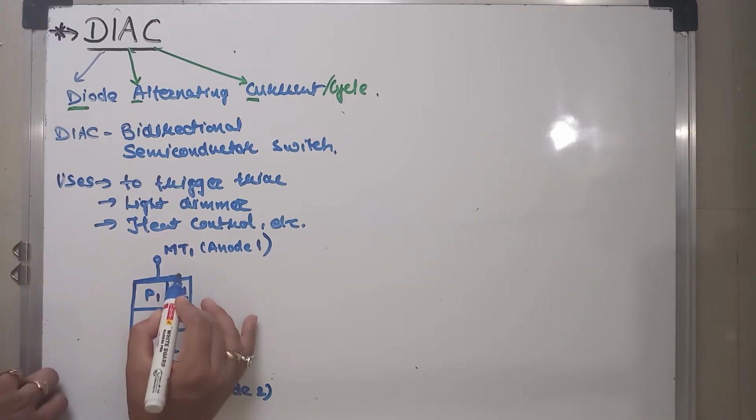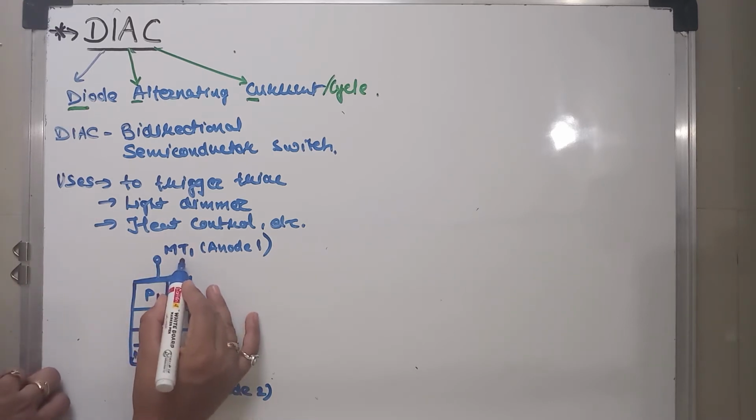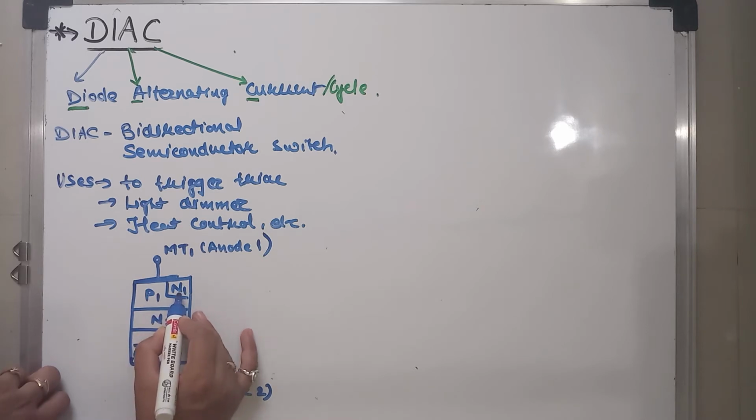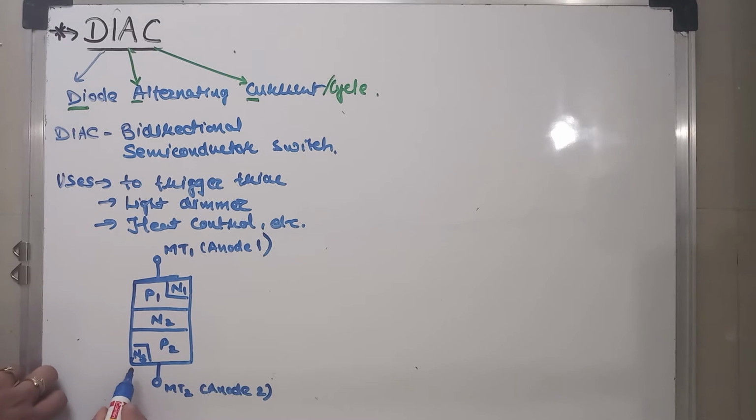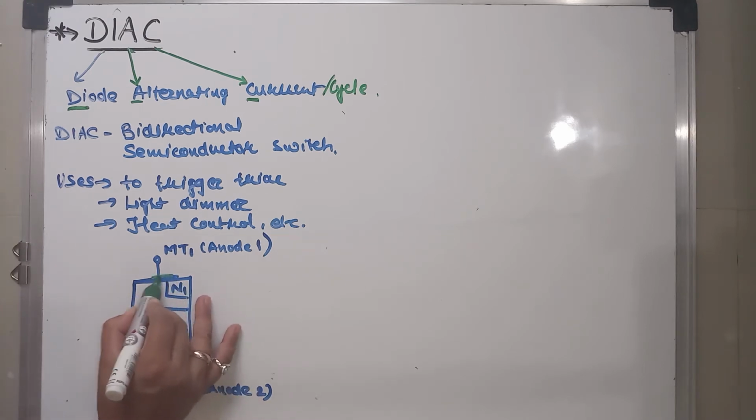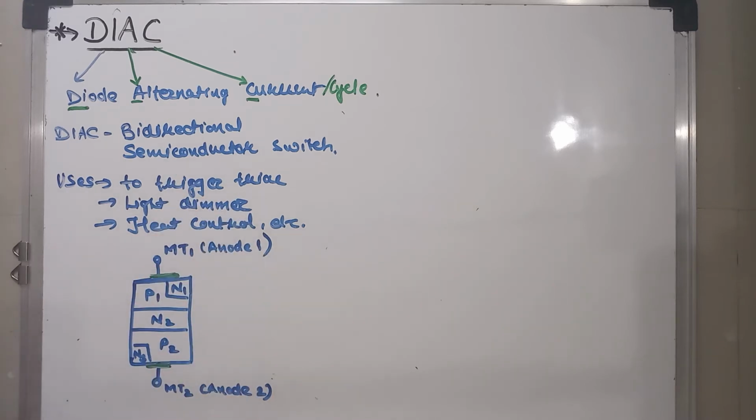Now see here, MT1 is carried out from the P1 and N1 layers. The N1 layer is diffused into the P1 layer, and the N3 layer is diffused into the P2 layer, and MT2 is carried out from, see here, a metallic strip. Metallic contacts are there, drawn by the green line. Here metallic contacts, metallic lead, so the lead is carried out.